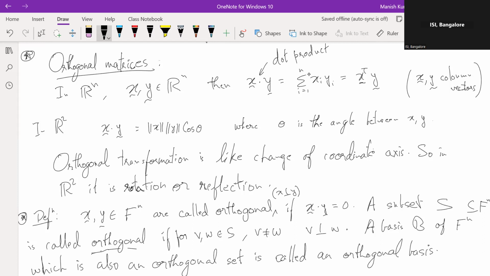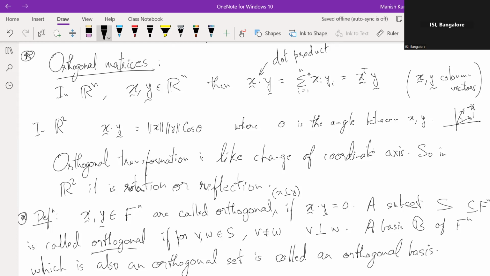So in R2 we have a formula for the dot product, if you recall. The dot product of two vectors is just the magnitude, the length of the two vectors, times cosine theta, where theta is the angle between the two vectors. You remember this from your high school. If you are given two vectors in R2 and you want to know their dot product, this comes from the parallelogram law, if you like.